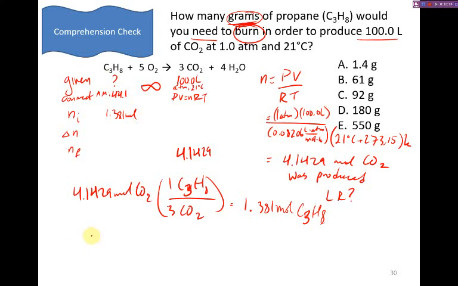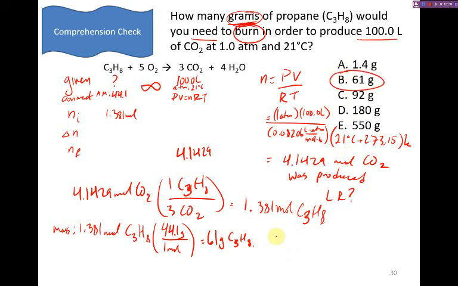To find how many grams that would be, we use the molar mass. Why do I keep writing the H instead of the 3? And that's a total of 61 grams when accounting for sig figs.